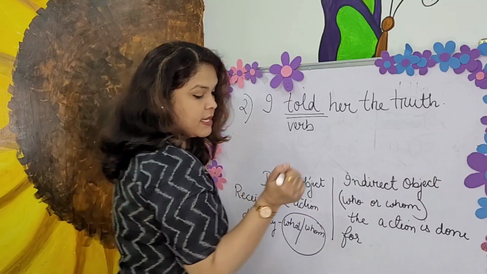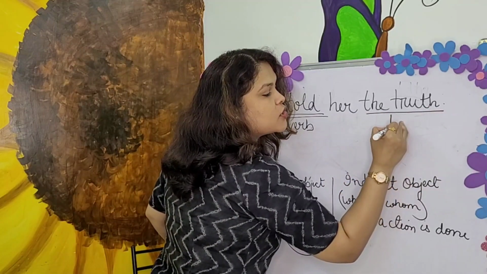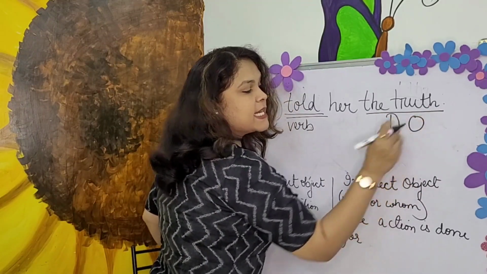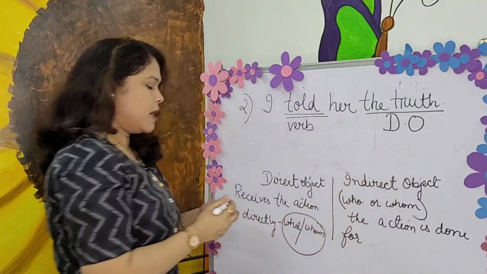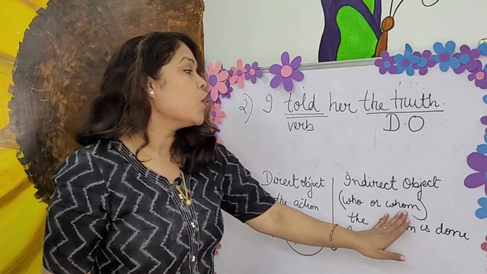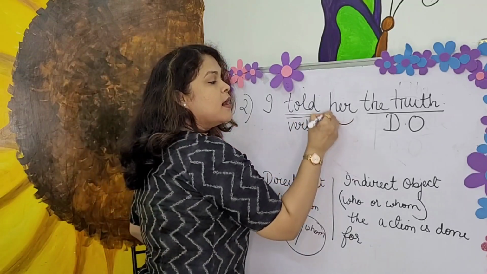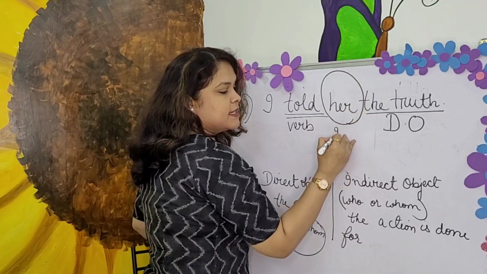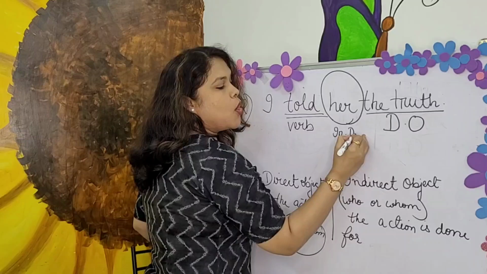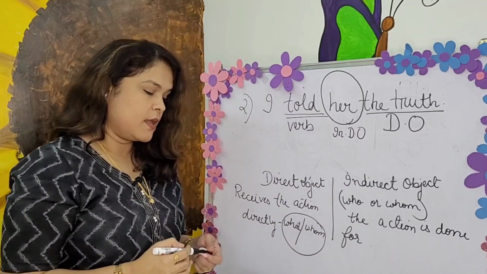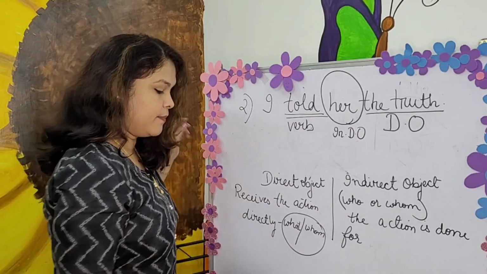So truth is the direct object. DO stands for direct object. Okay. Now if I ask the question, whom did she tell the truth? She told her. So her is the indirect object. Clear? Let me do one more example.